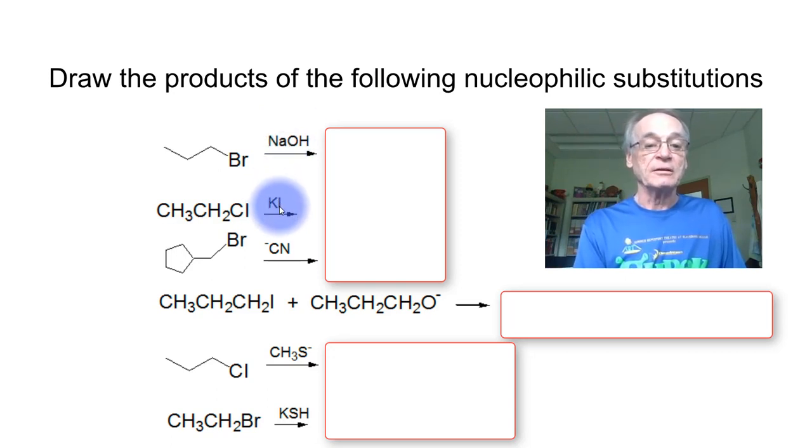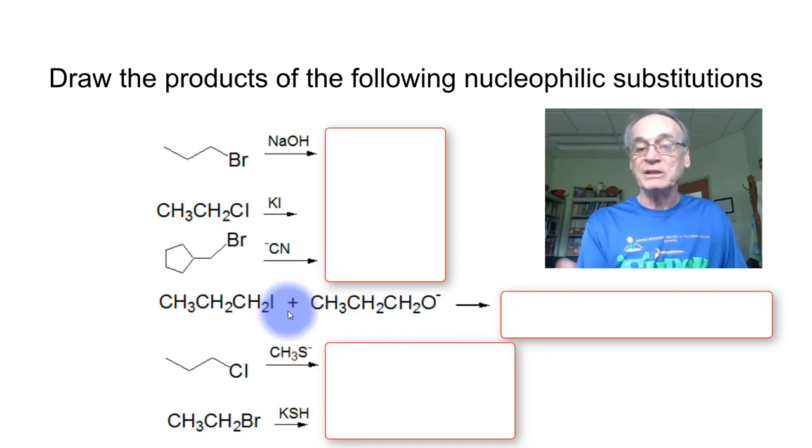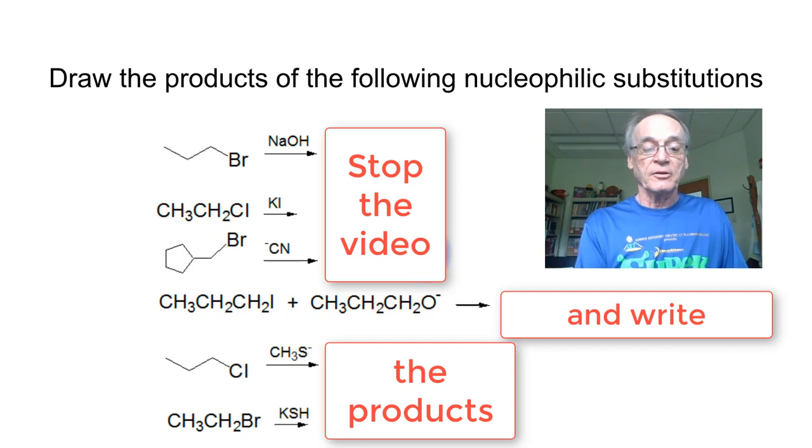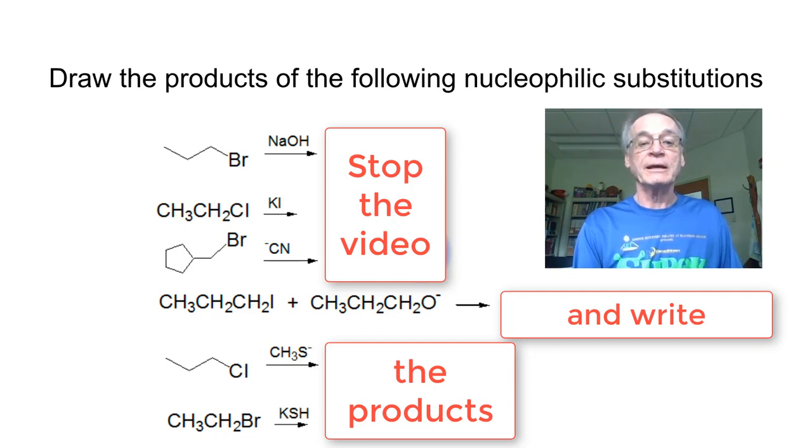Same thing here, same idea. In this one I've just written the negative without worrying about what the positive is, so it's sort of a net ionic equation. In this case I've written the negative not over the arrow, but as another reagent on the left-hand side. Means the same thing. And the last one shows both the potassium and the SH, but you know that that's actually an SH minus. So go ahead and stop the video, write down the product in each case.